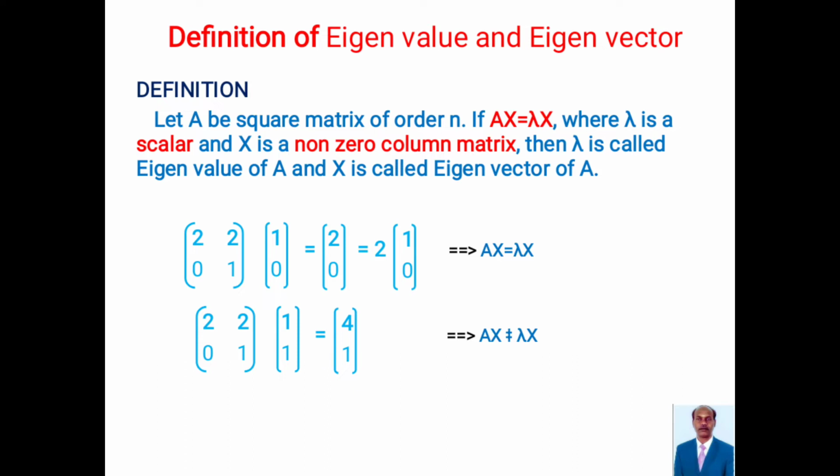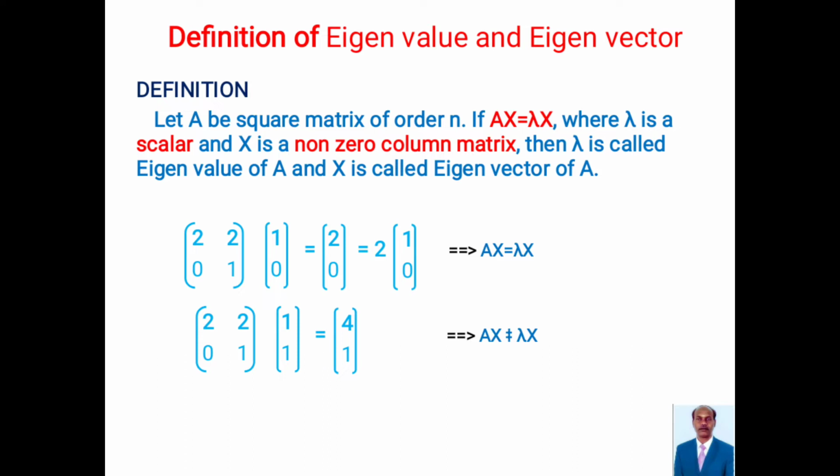of A. So what is a square matrix? The number of rows and the number of columns are equal. So this is known as the definition of eigenvalue and eigenvector. So here we can give some examples.